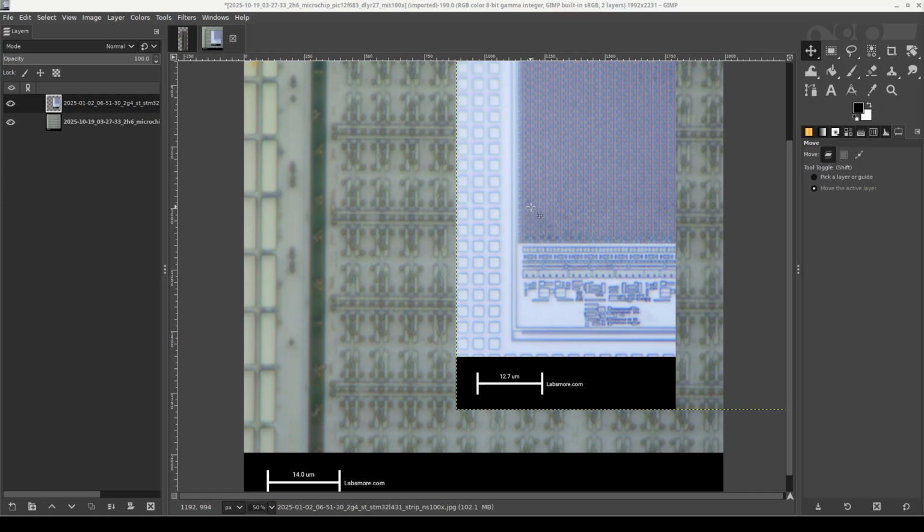STM32L431 SRAM. This is made on TSMC 90 nanometer, and at the same magnification, you can see just how many bits you can fit on one of these. The bit cell area on this process is about 1 square micron compared to 47 here. So you can fit 47 bits on a 90 nanometer memory in the space of one of these.